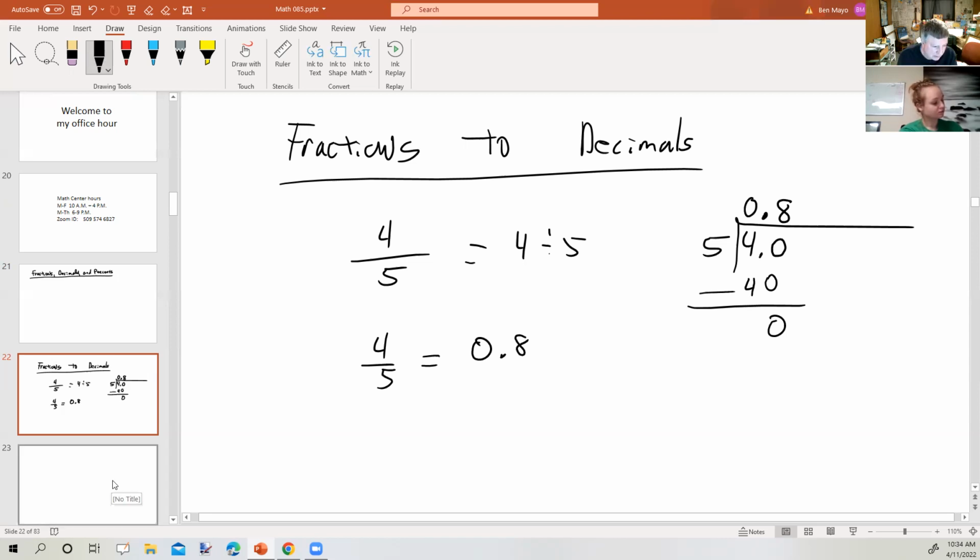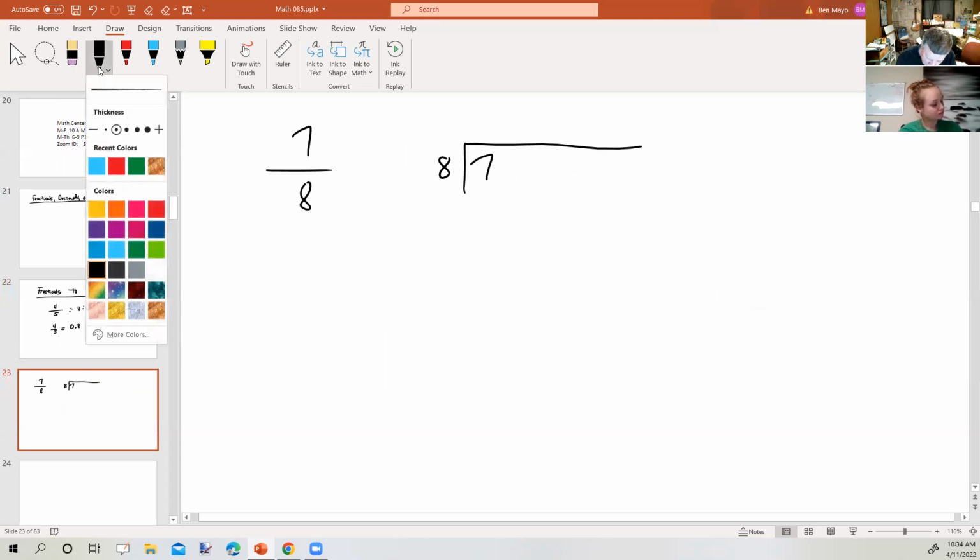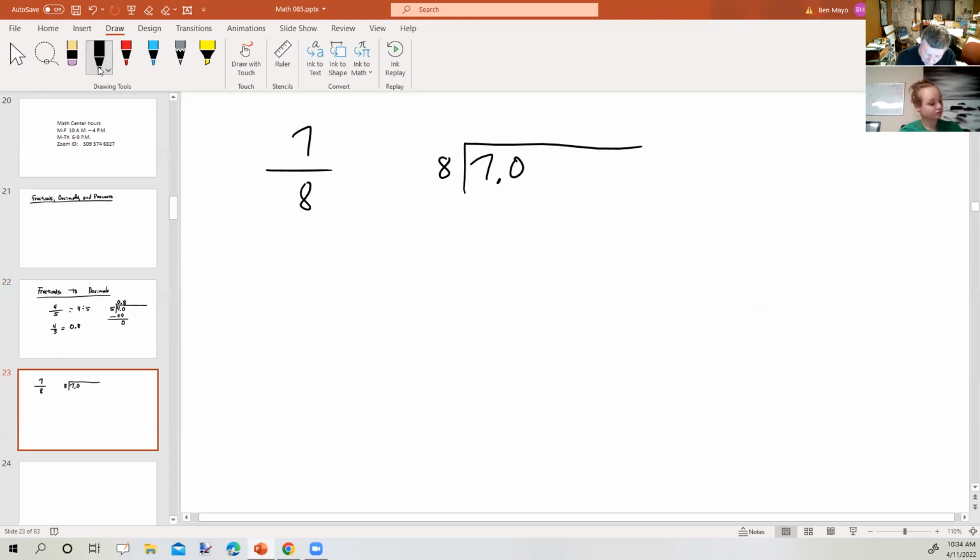All right, let's take a look at another one. Let's say we've got 7/8, and we want to convert that into a decimal. So we'll take 7 divided by 8 using long division. 8 does not go into 7, so we'll put a decimal point, add a 0, move the decimal point straight up above, and proceed to divide. 8 times 5 is 40, 8 times 8 is 64, 8 times 9 is 72, so 8 times 8 is 64. We'll subtract, 70 minus 64 is 6.